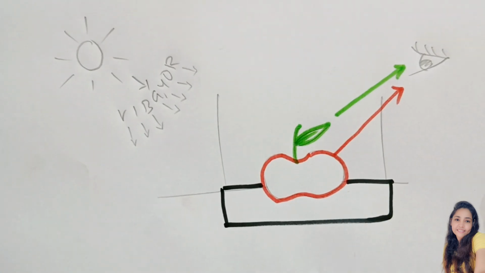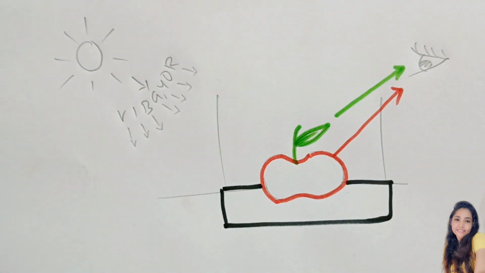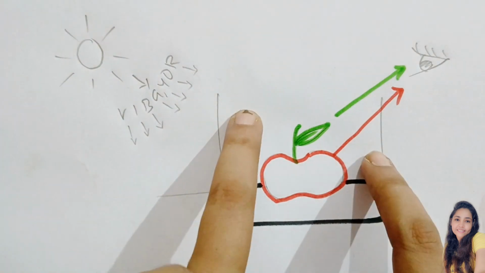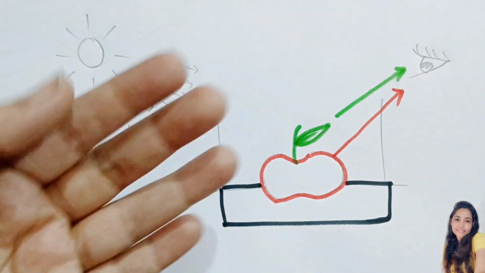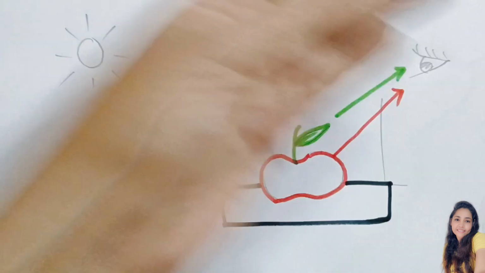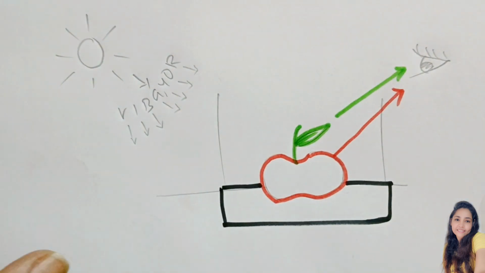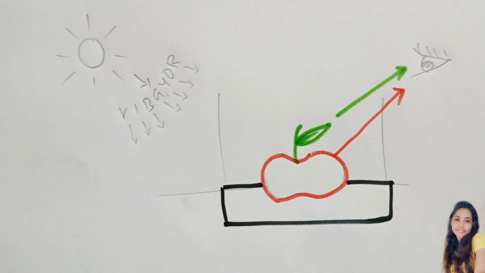Let us say that the wall is looking white. Why is the wall white? Because when all the colors fall on it, all the colors get reflected and nothing gets absorbed. That's the reason the wall appears to be white. This is how we see colors.